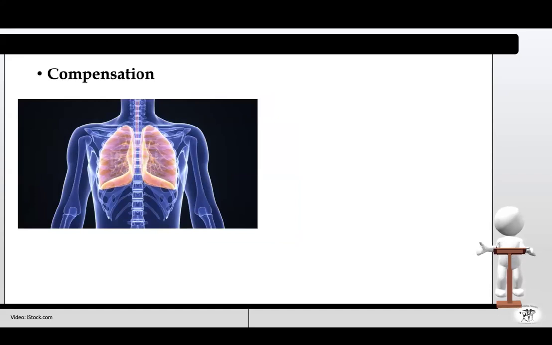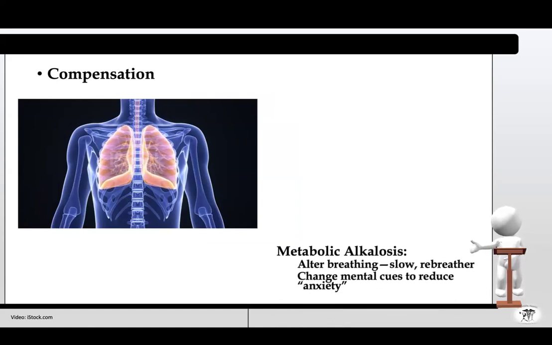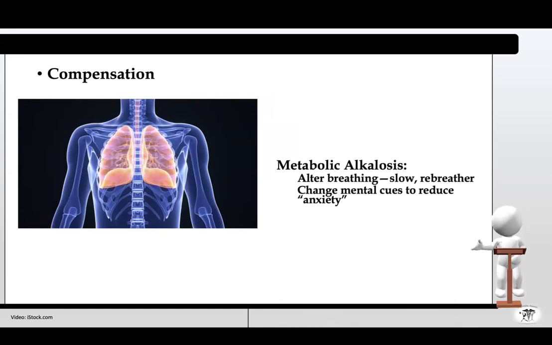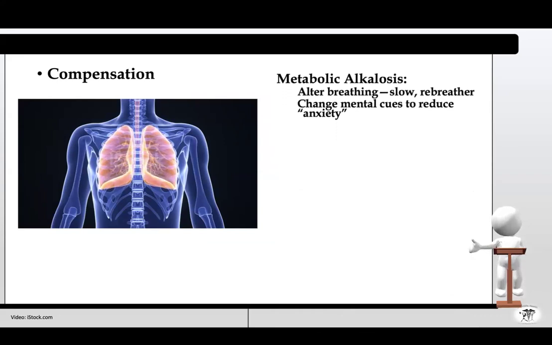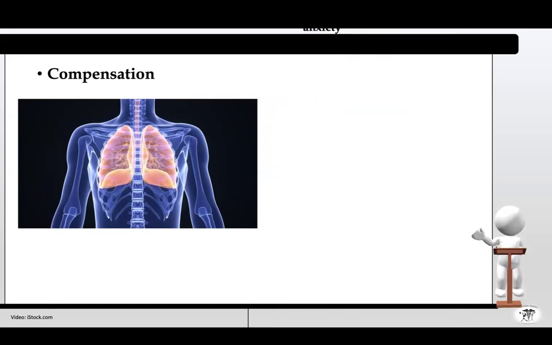Well, what about at the lungs? What kind of compensations are we going to have? Well, we're going to primarily be compensating for the metabolic issues. So metabolic alkalosis and metabolic acidosis. For metabolic alkalosis, we're going to alter breathing. We're going to try to slow our breathing down, and we're going to use rebreathers. We're going to try to change mental cues so as to reduce anxiety levels.